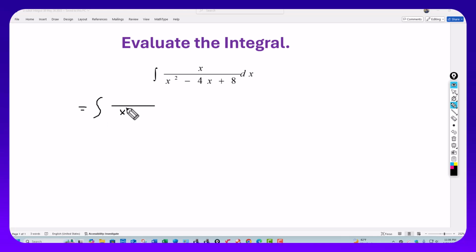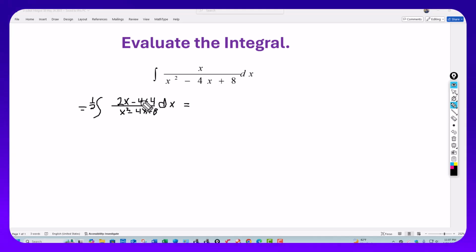I'm just going to leave the denominator the way it is, x squared minus 4x plus 8. Got x on top, I'm going to put 2x, but I'm going to multiply the outside by the constant 1/2. So I haven't changed the integral, just looks different. 1/2 times 2x is still x, so that's the same. And then on top of that, I'm going to add a minus 4 and a plus 4. So in other words, I'm adding 0. So nothing has changed. And I got the dx right here.